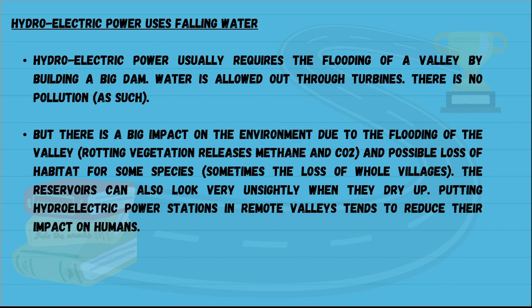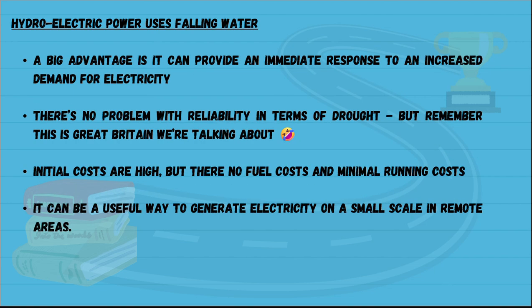There is no pollution as such, but there is a big impact on the environment due to the flooding of the valley. Rotting vegetation releases methane and CO2, and there is possible loss of habitat for some species. Sometimes whole villages are lost. The reservoirs can also look very unsightly when they dry up. Putting hydroelectric power stations in remote valleys tends to reduce their impact on humans.